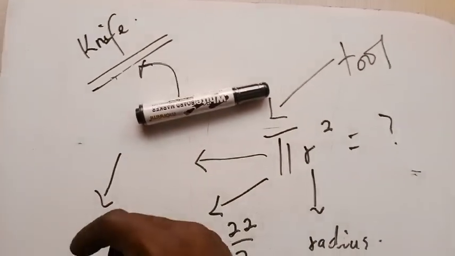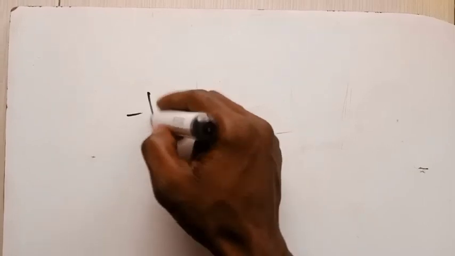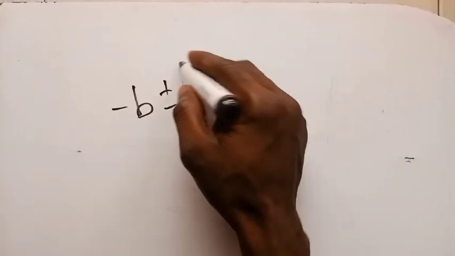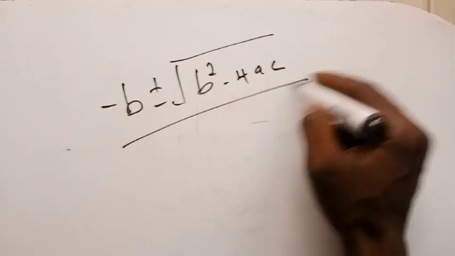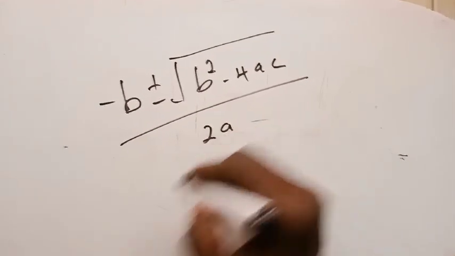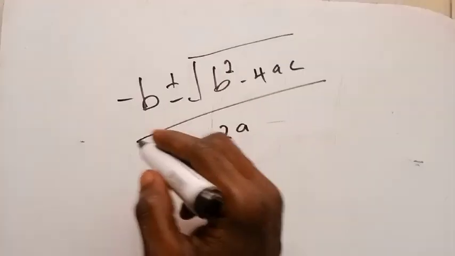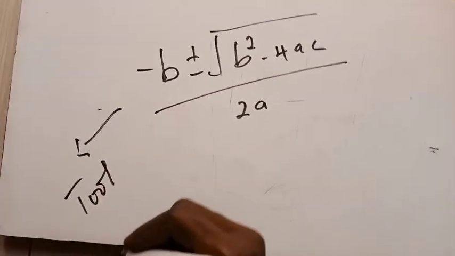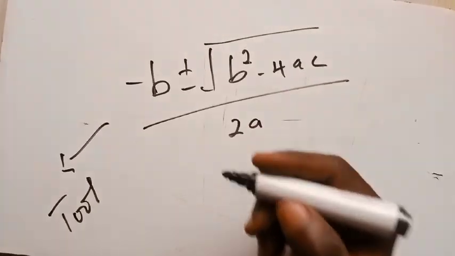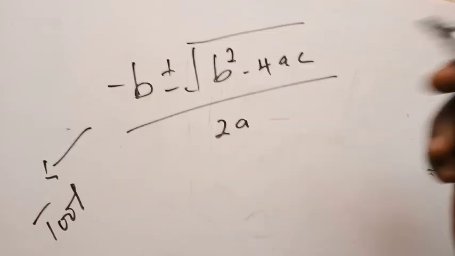Now, when I come across this formula, maybe this is negative b plus or minus the square root of b squared minus 4ac, all divided by 2a. Right, so this is a tool. I normally refer to every formula in mathematics as a tool because I'm going to use it to solve a particular problem.